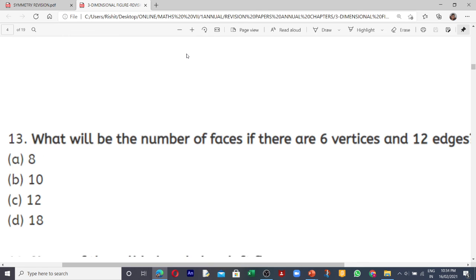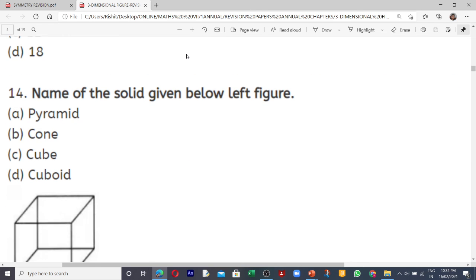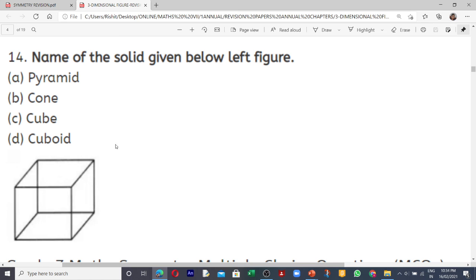Now next. Name the solid given below. Below left figure है बेटा, so you can see it is on left side. So which solid shape it is? Is it pyramid, cone, cube or cuboid? Question number 14 answer.